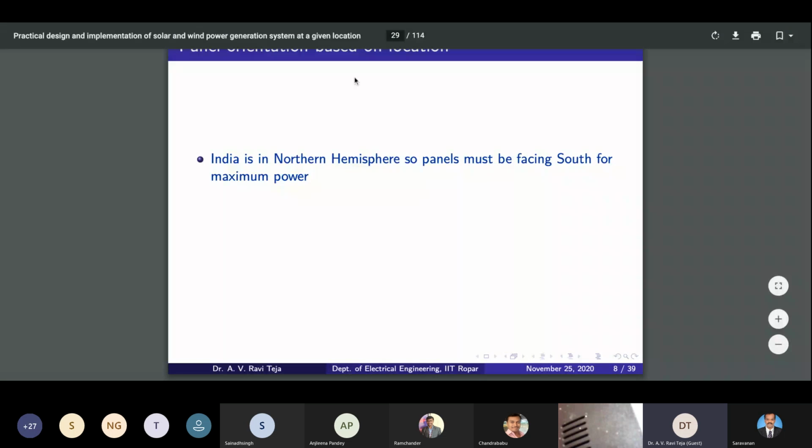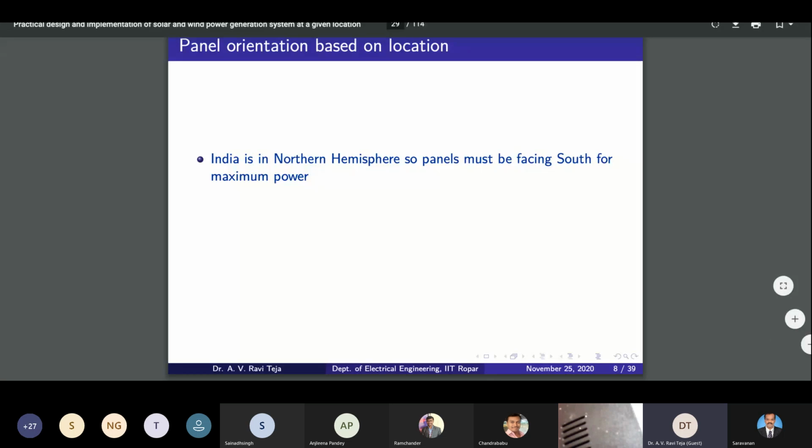First is the panel orientation, in which direction, east, west, north, south, how I should orient my panel. If you see, India is in the northern hemisphere, so panels must be facing south. Then only we get maximum power, maximum irradiation falling on the panel throughout the day, right? And even if facing south, at what angle I should place my panels, then only I will get maximum power.